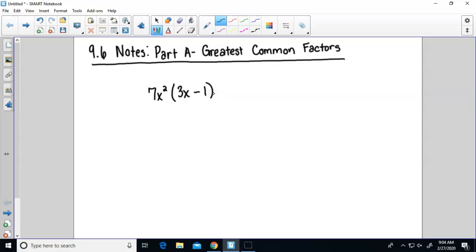Right? So, to simplify this, that says simplify, we would just distribute that 7x squared. We would do 7x squared times 3x, and that would give us 21x to the third. And then we would do 7x squared times negative 1, so we'd have minus 7x squared.